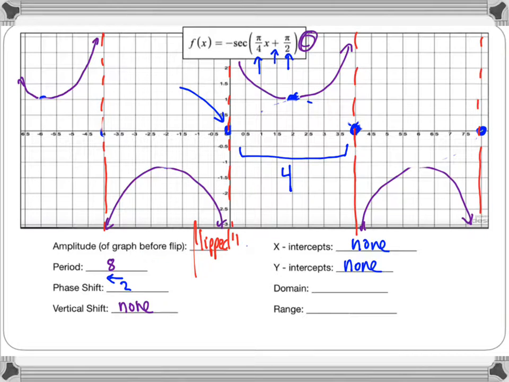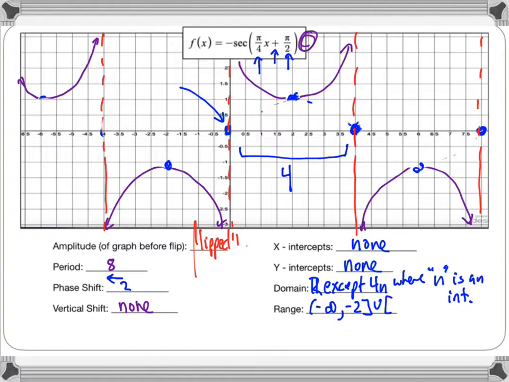So it looks like the domain is going to be all real numbers except for 4n, where n is an integer. Okay, and we have the range, which is going to be from negative infinity all the way to -2 and including it. So it has these guys right here, union with 2 to positive infinity.